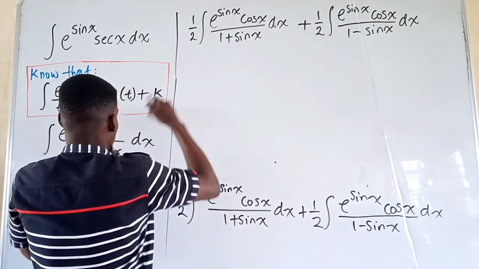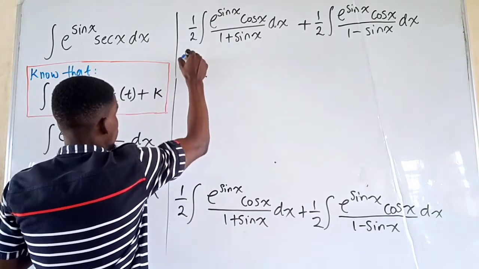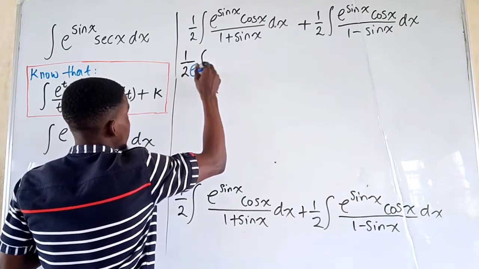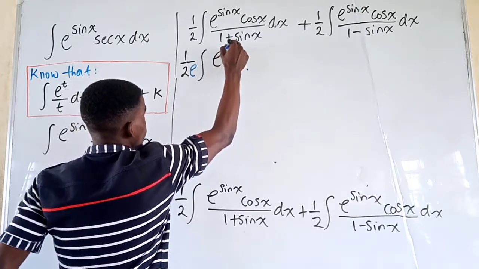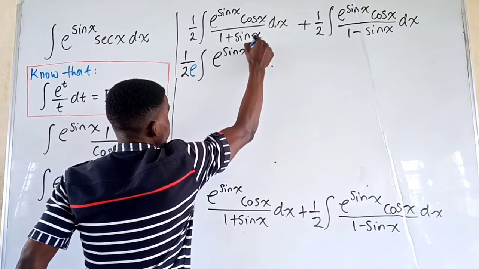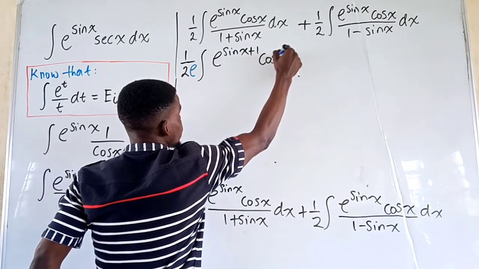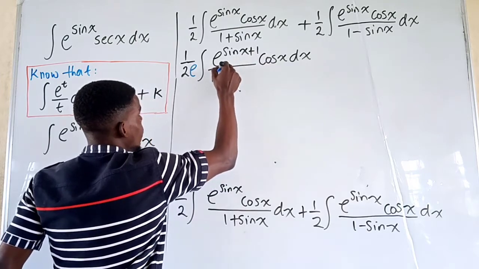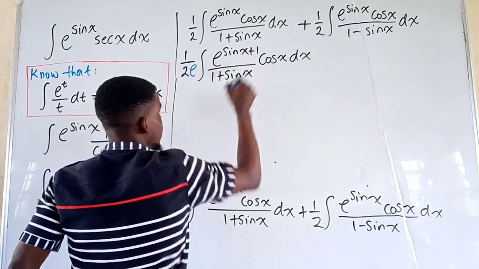So this is going to be 1 over 2, just put it down, 1 over 2, then e in the bottom, because I have to divide it. Then I multiply the top with e. This is going to help us to get sine of x plus 1. Then I put down the cosine of x dx like that. Then the base with just 1 plus sine of x.